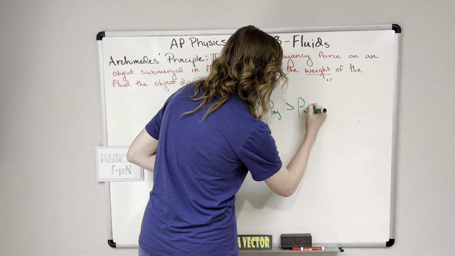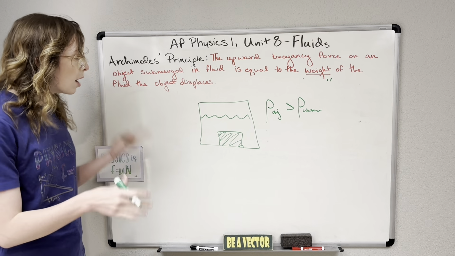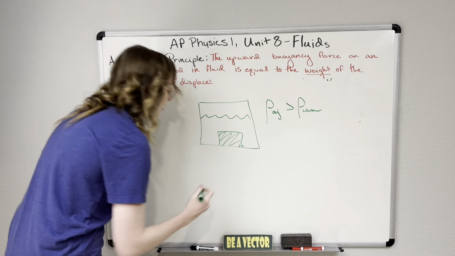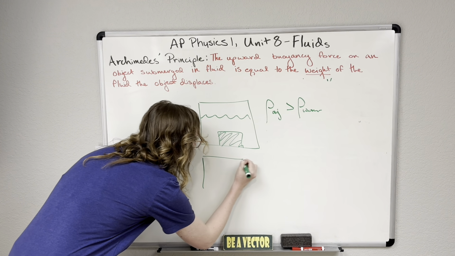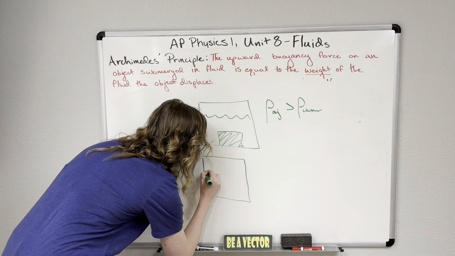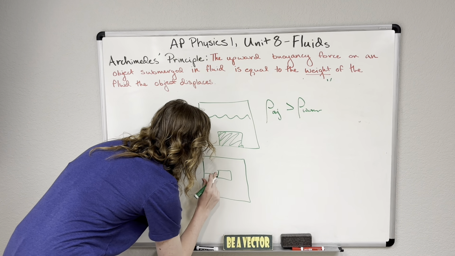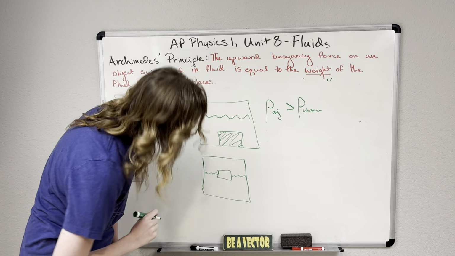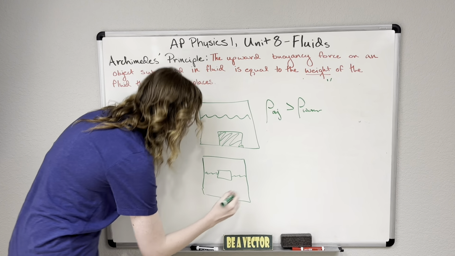All right, that wasn't so bad. Now let's complicate things a little bit. Let's say that instead of having an object that sunk, I had one that floated, like so. So half of my object stuck out above the water and half of it sunk.